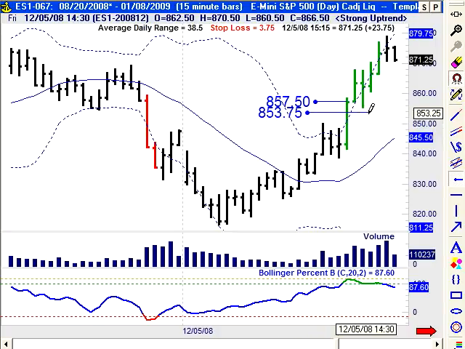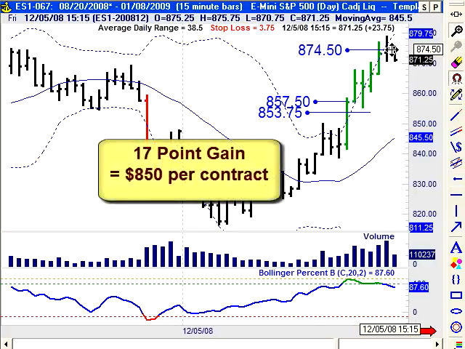As you can see, the market continues to move up. A few bars later, the price bar closes inside the Bollinger Bands, and we exit at 874.5 for a nice 17-point gain. That's $850 for a single contract.